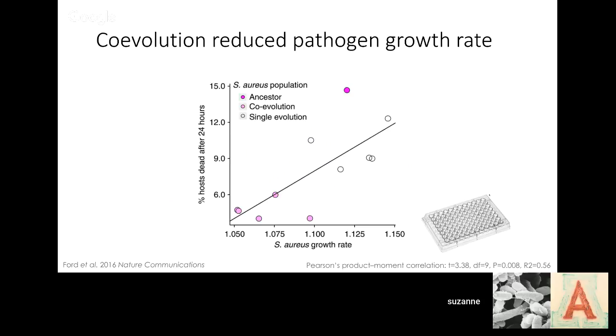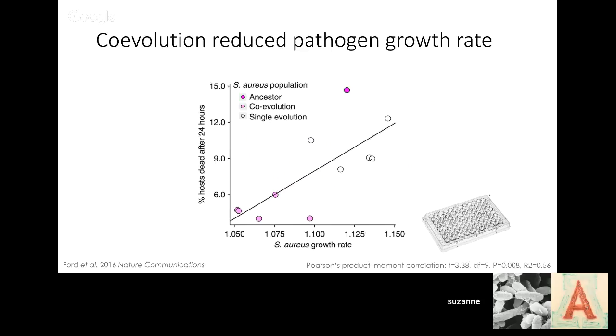You can see here that the pathogen from the coevolution treatment that was significantly less virulent also grows significantly slower. And you can see that there's a correlation here between the growth rate and the virulence. So it's kind of interesting. It seems that the pathogen has adapted to grow slower. This seems a little counterintuitive.